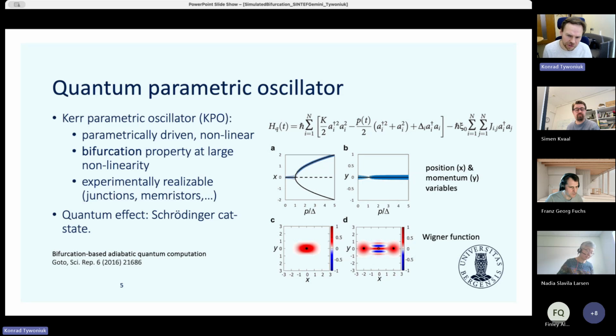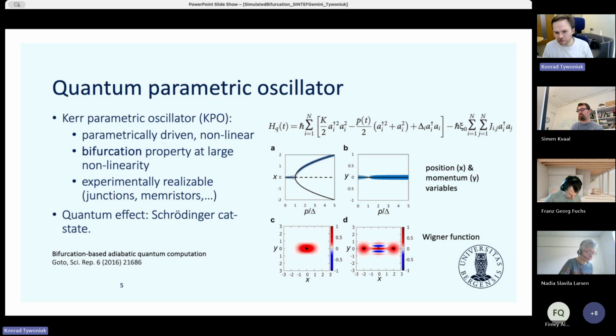So you can see downstairs in figures C and D the Wigner function. It's basically the quantum equivalent of the upper plots, where you see the Wigner function at strong values of nonlinearity on the right. You see that the Wigner function, instead of being located around the minimum at 0, bifurcates into two different stable points. And so in the quantum world, this is a so-called Schrödinger cat state.